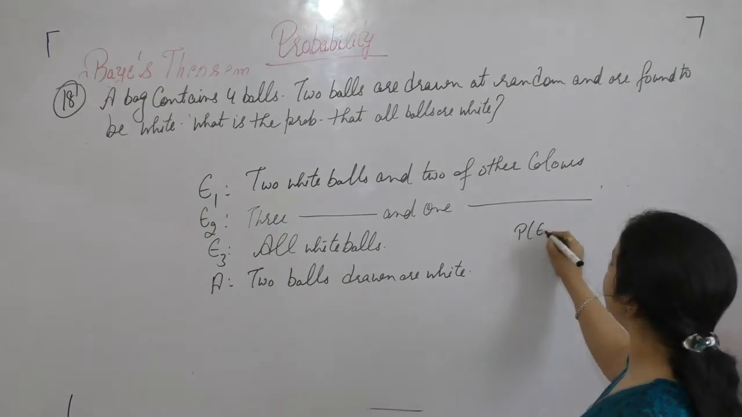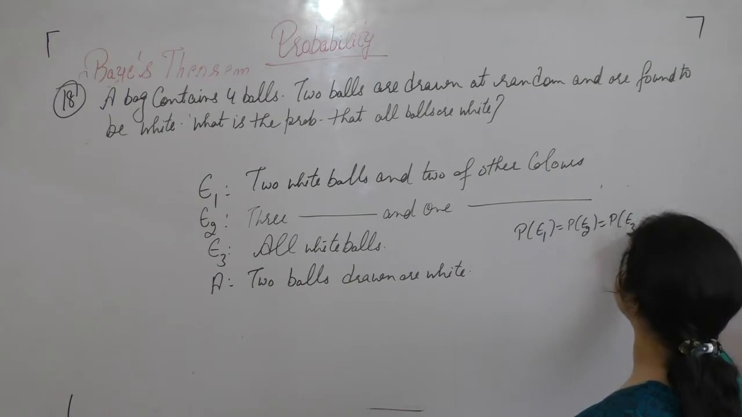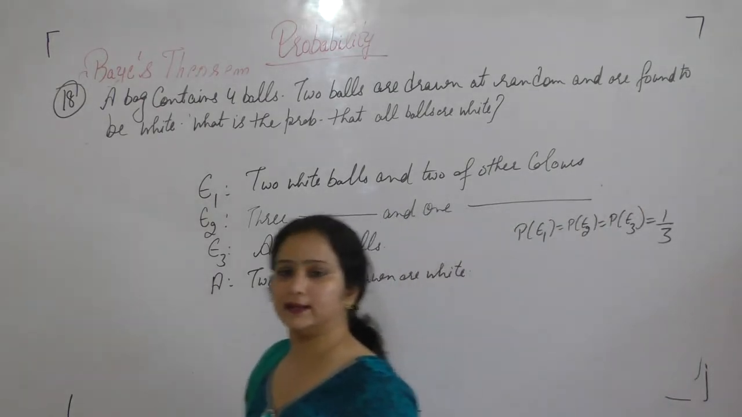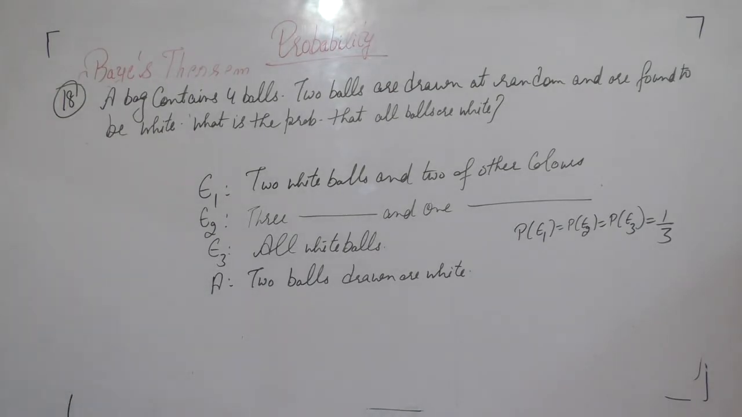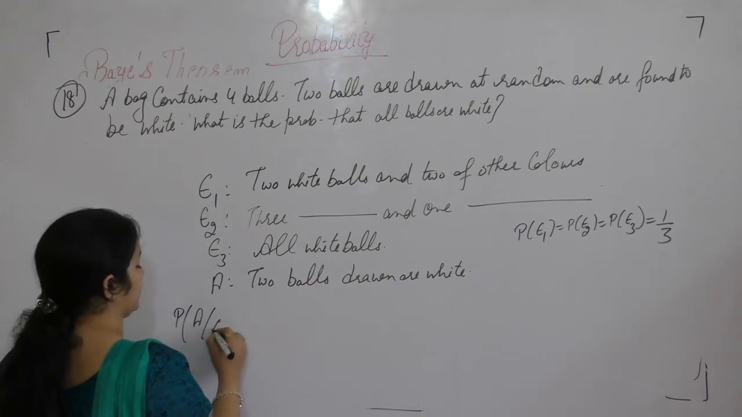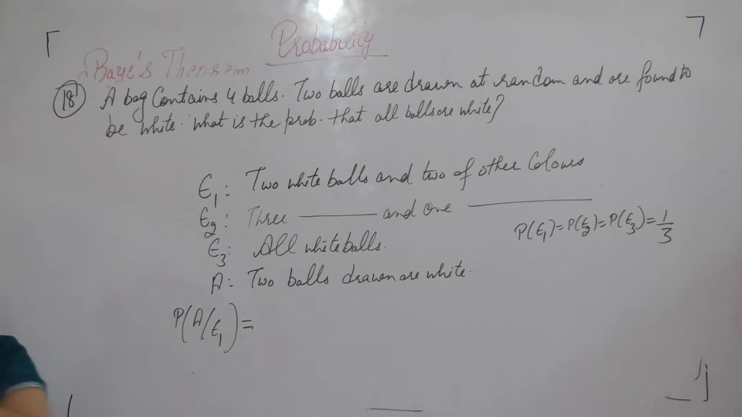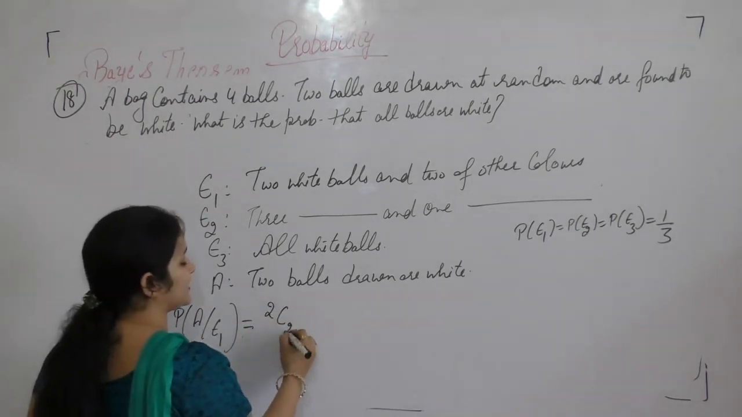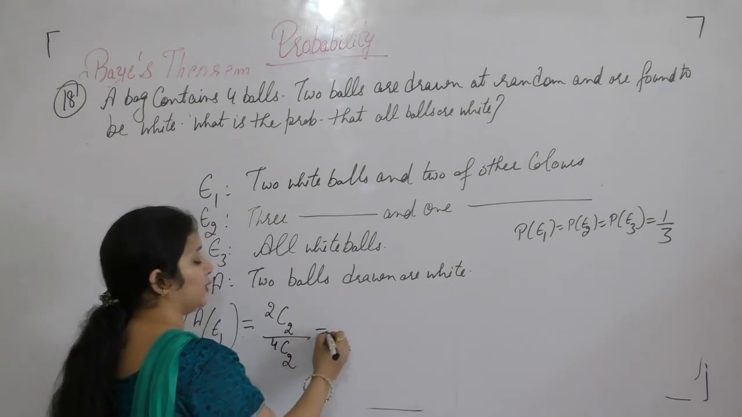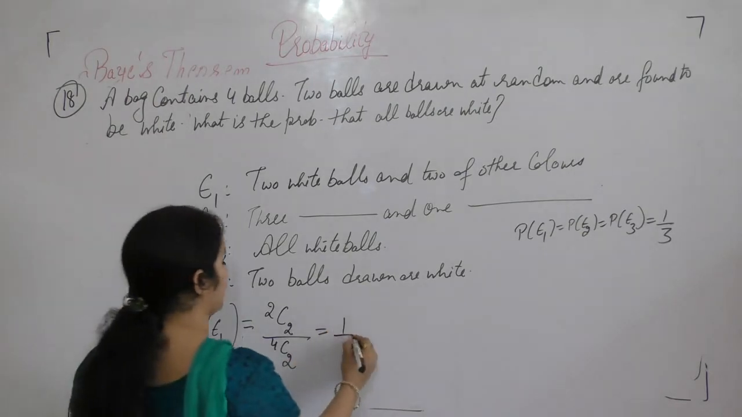So probability E1, E2, E3, इन तीनों में से किसी भी एक केस को चूज करने की probability that is 1/3. Now probability of A upon E1, इसमें 2 white balls है and 2 balls of other colors. So 2 white में से 2 balls draw करिए और total 4 में से 2. So 2C2 upon 4C2, its value is 1/6.